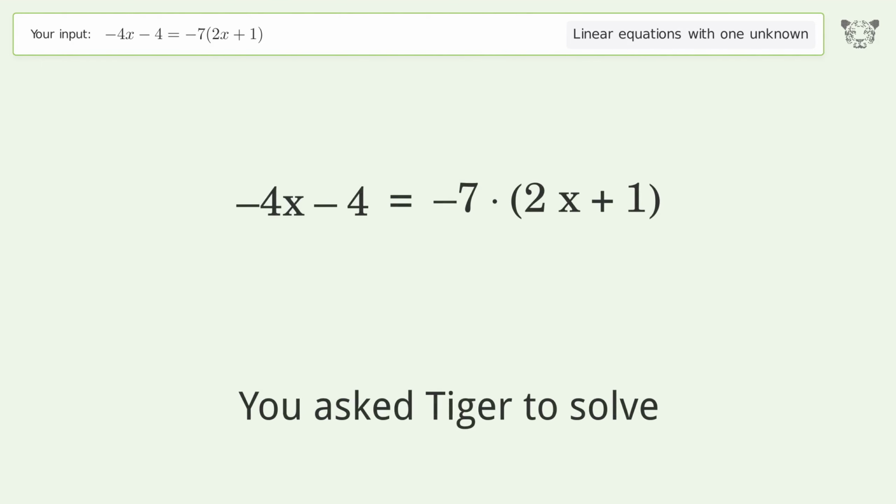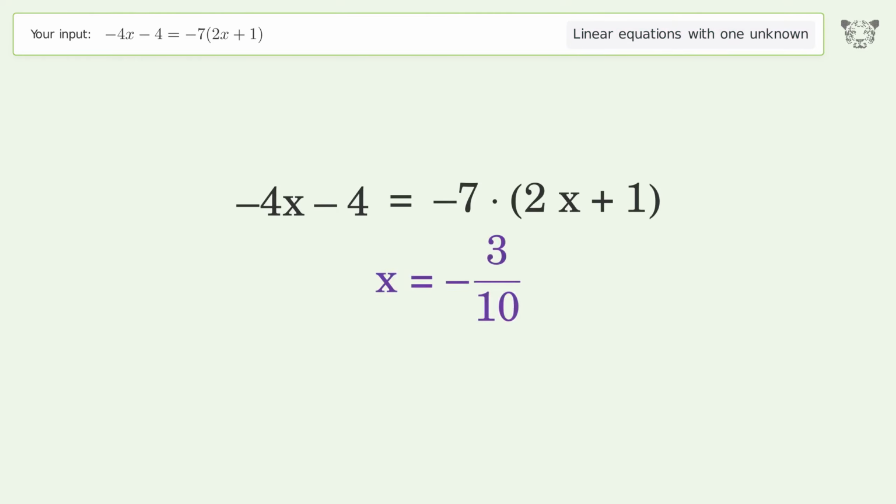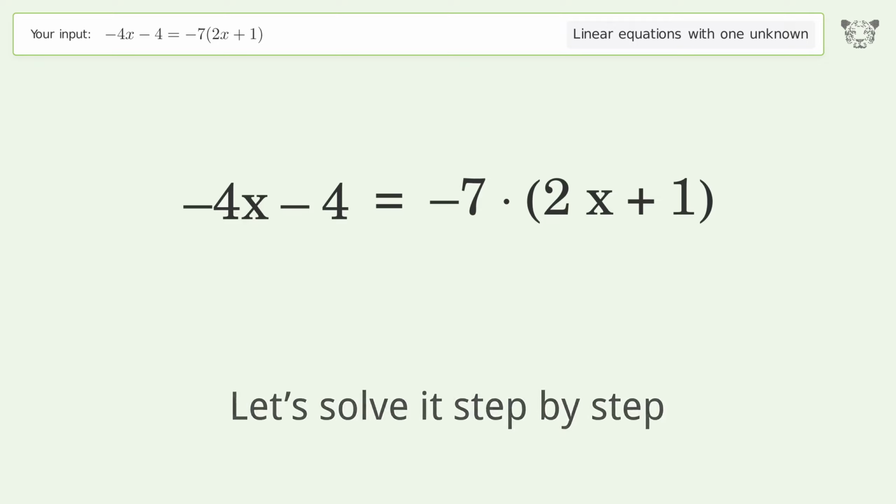You ask Tiger to solve this. This deals with linear equations with one unknown. The final result is x equals -3/10. Let's solve it step by step.